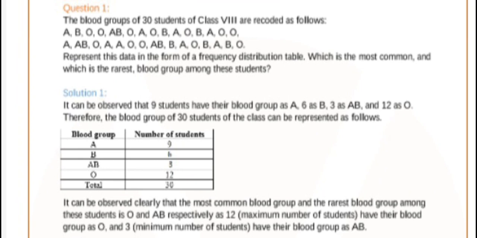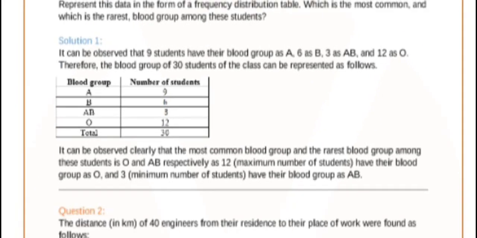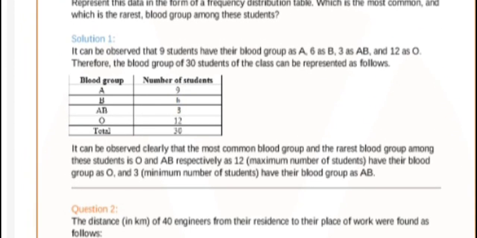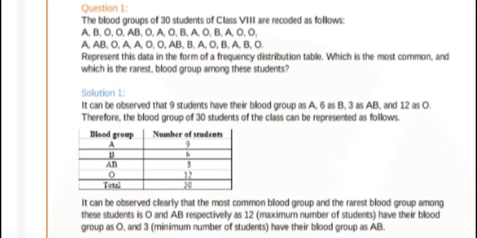Let's come to the first sum. Here they have given that the blood groups of 30 students of class 8 are recorded as A, B, O, A, B, and so on. In the statistics, A blood group is 9, B is 6, I think, AB is 3 and O is 12. Totally 30 students are there.